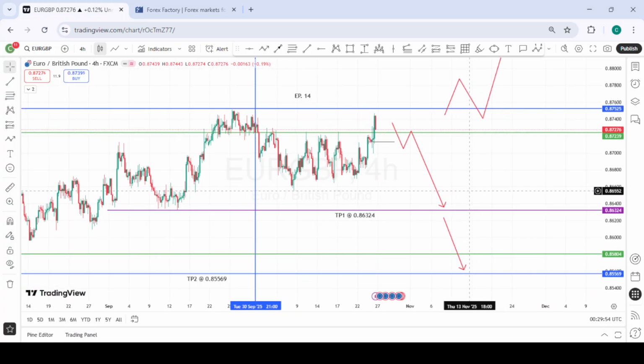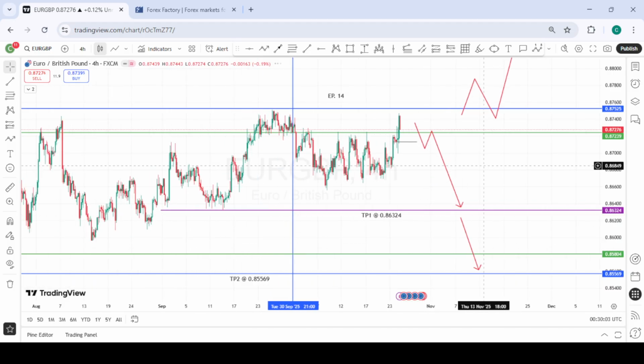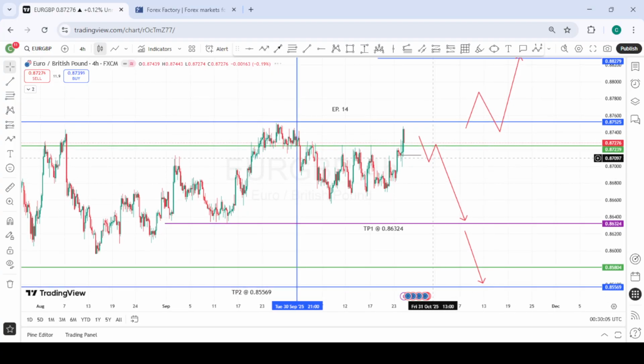So our first TP is at 0.86324 and our second TP is at 0.85569. So we are very bearish on EURGBP, should price clear this 4-hour structure and come for a retest and continue to the downside.